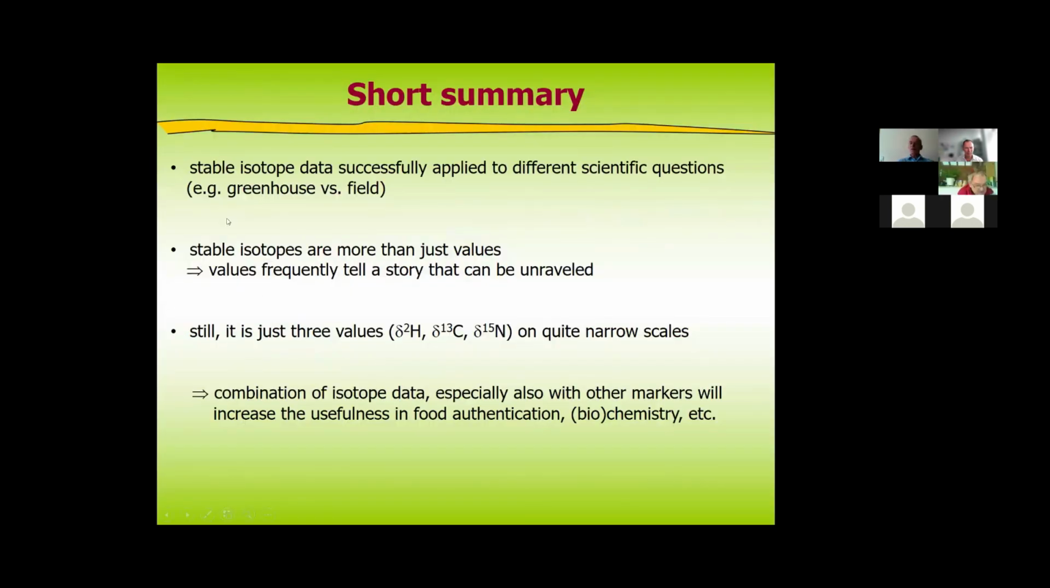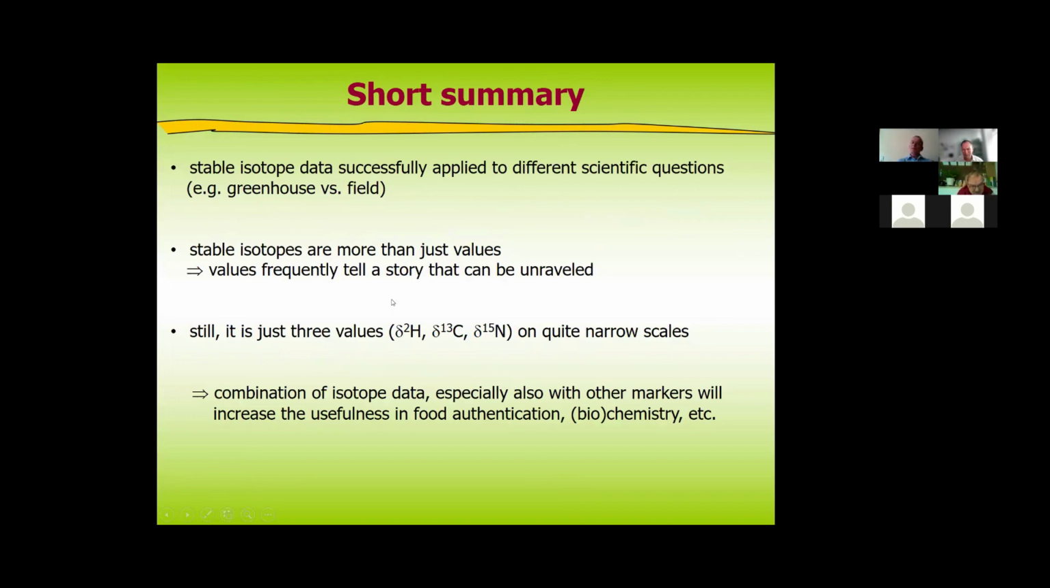So a short summary of what I wanted to show you is that stable isotope data are successfully applied to different scientific questions. For example, greenhouse and field I could show you. And what I wanted to show you is that stable isotope ratios are more than just values. You can take advantage of it. Frequently these tell a story, and the point is to unravel the story behind it.